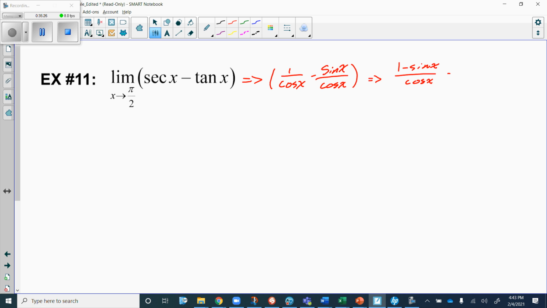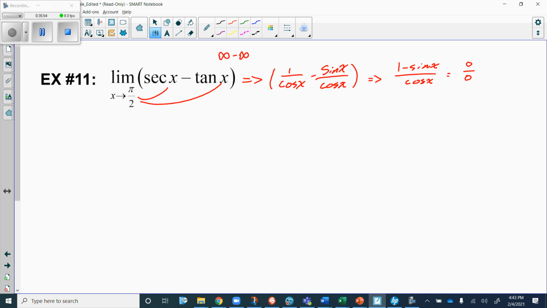Starting at the very beginning, if I just do my substitution directly into this, it is going to give me infinity minus infinity. And the simplified expression that I have at the end on the right side, if I substitute the pi over 2 here, that's going to give me a 0 over a 0. So either way, we understand that we're doing L'Hopital's rule here.